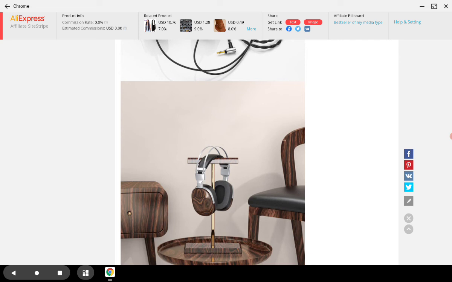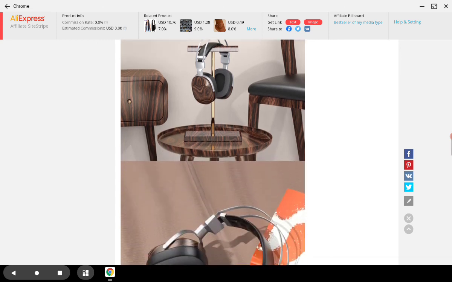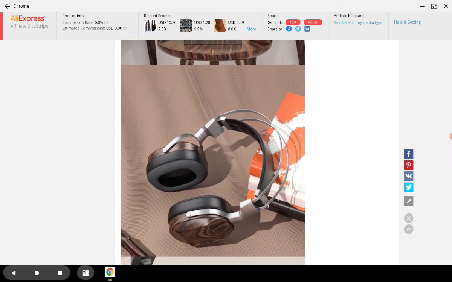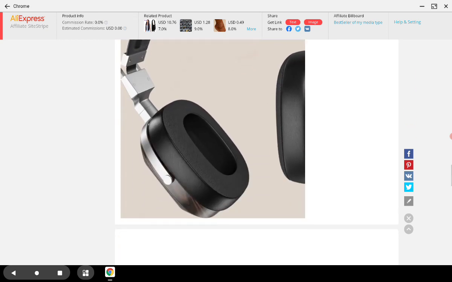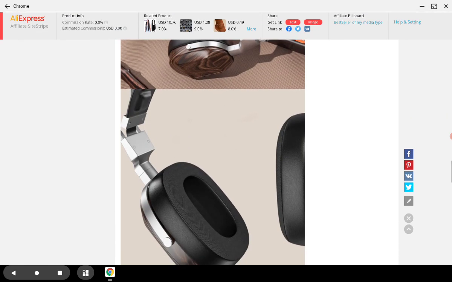It does also have a 32 ohm impedance, so with 100 decibels it would need some power. It's not the easiest to drive from exactly what I'm seeing here. You will need a DAP, or at least an amp or something, not a desktop amp, but a decent portable amp to push this at least to its full potential. So that's what it is.